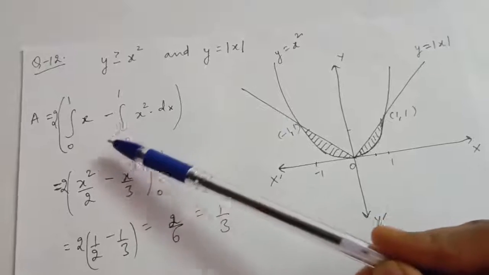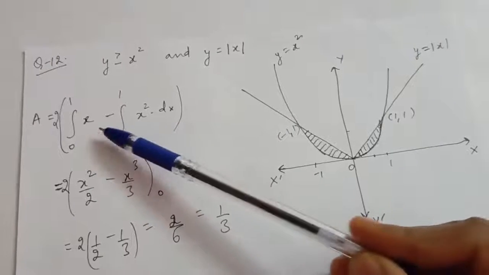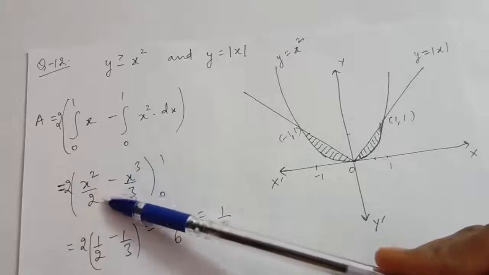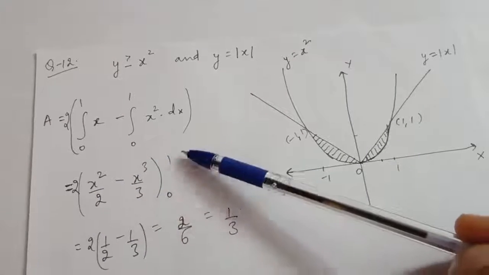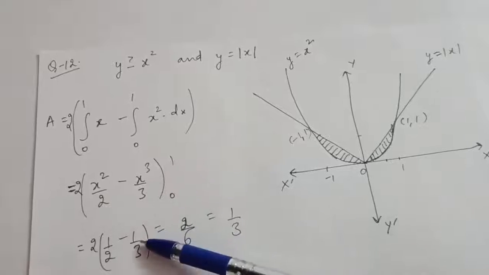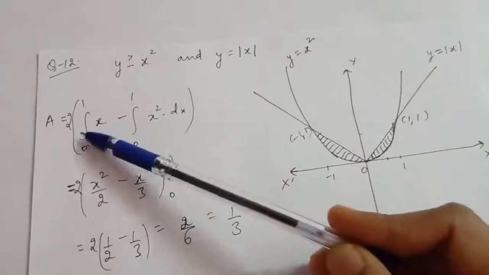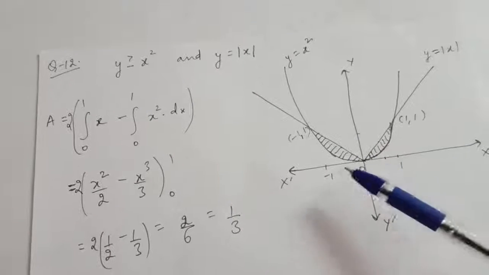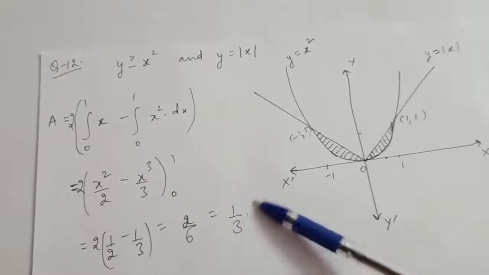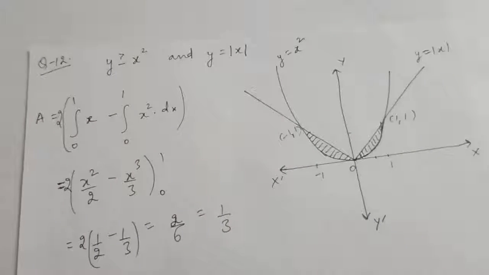Now solve these integrals. Integral of x is x square by 2 minus integral of x square is x cube by 3, from the limit 0 to 1. Put these limits, multiply the area with 2 also because the shaded region is this complete. So the answer will be 1 by 3.